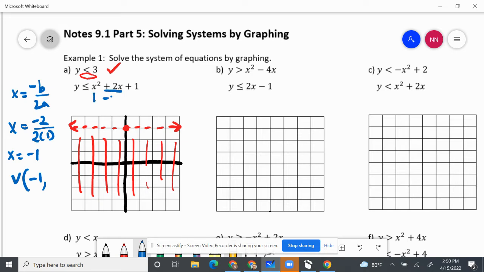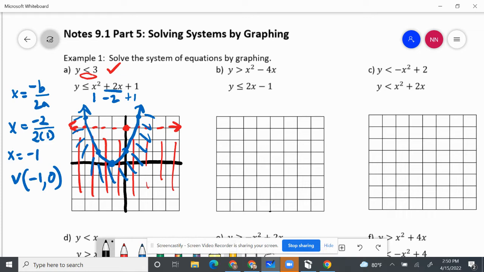2 times negative 1 is negative 2. And then I bring down the 1. That right there would give me a 0. So negative 1 and 0. I follow the pattern. If I go to the right 1, 1 squared is 1. And if I go to the right 2, 2 squared is 4. I draw a solid line, and less than is shaded below.